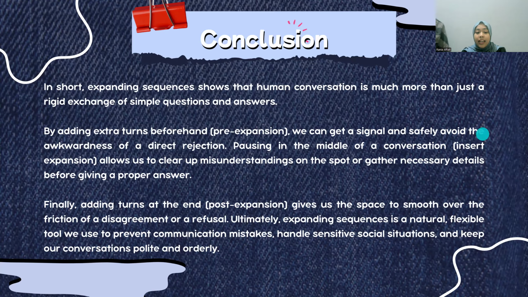And finally, adding turns at the end, or post expansions, gives us the space to smooth over the friction of a disagreement or a refusal. Ultimately, expanding sequences are a natural, flexible tool we use to prevent communication mistakes, handle sensitive social situations, and keep our conversations polite and orderly.